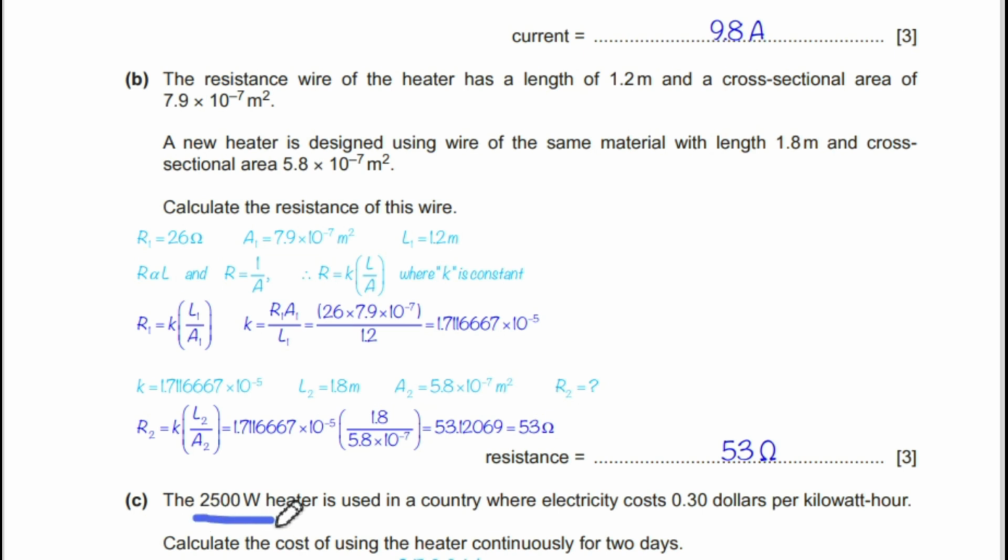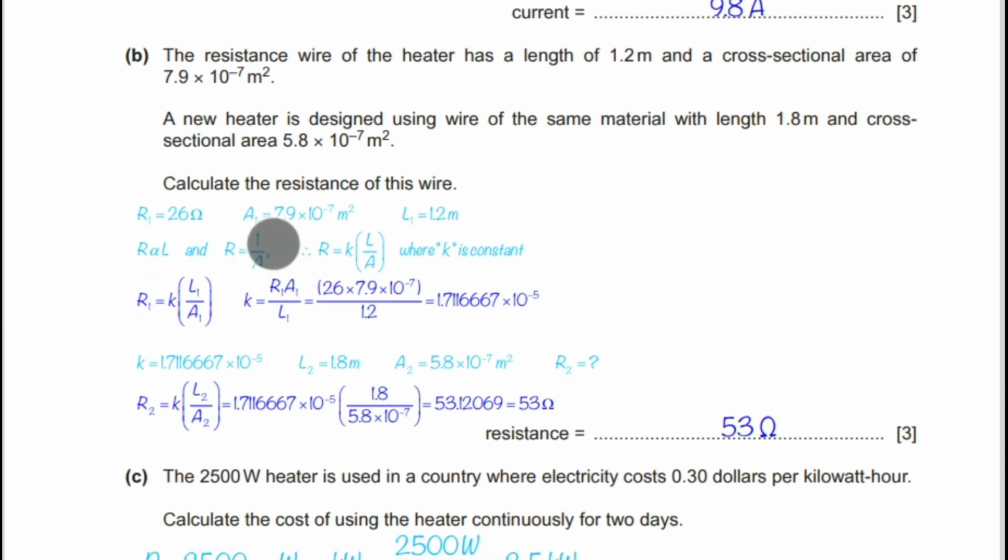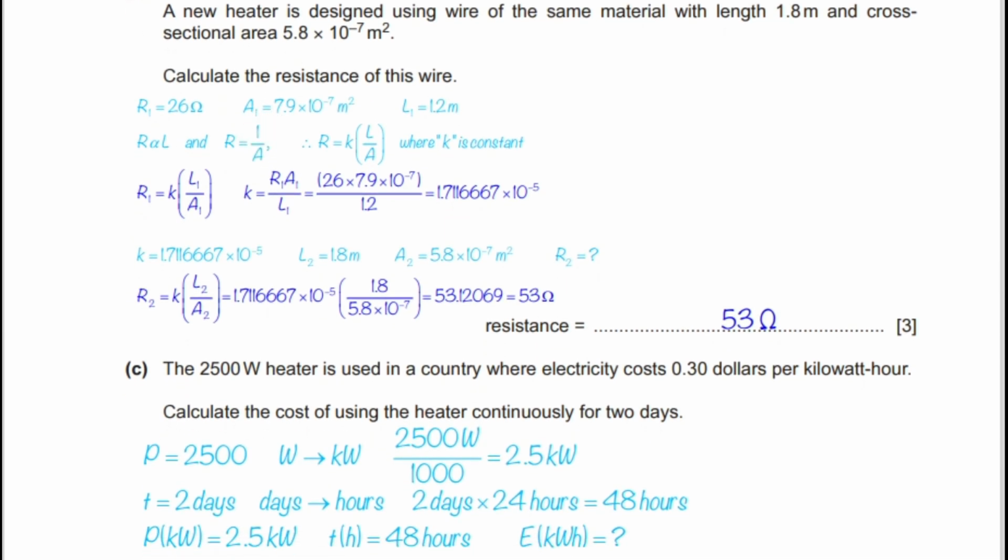Let's find out. We are given power of the heater equals 2,500 watts. Electricity cost equals $0.30 per kilowatt hour. Time of operation equals 2 days. Let's go step by step. Convert power to kilowatts. A heater with a power of 2,500 watts is equivalent to power in kilowatts equals power in watts divided by 1,000.